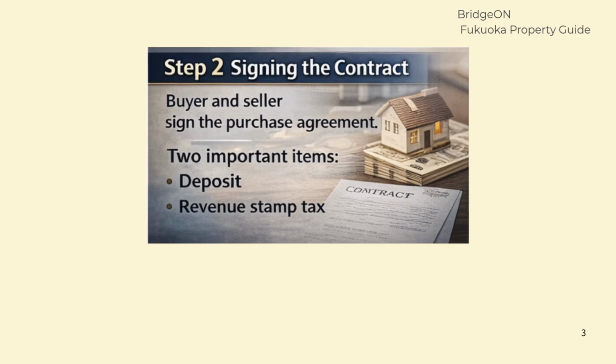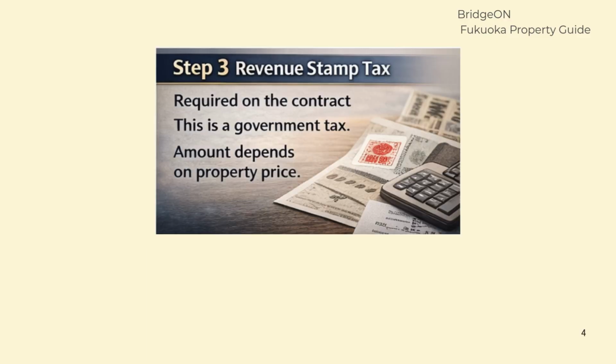Step 2. Signing the purchase agreement. Next, both buyer and seller sign the real estate purchase agreement. At this time, two important things are required. First, the deposit, called earnest money in English. This is usually 5% to 10% of the purchase price. If the buyer cancels the contract, the deposit is usually not returned.